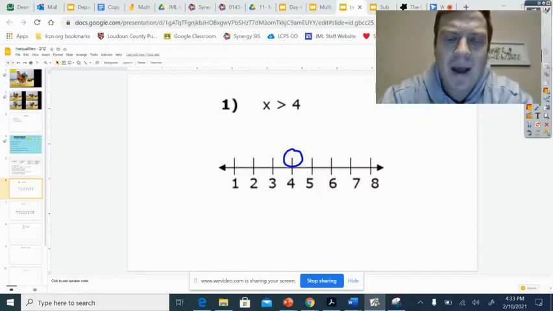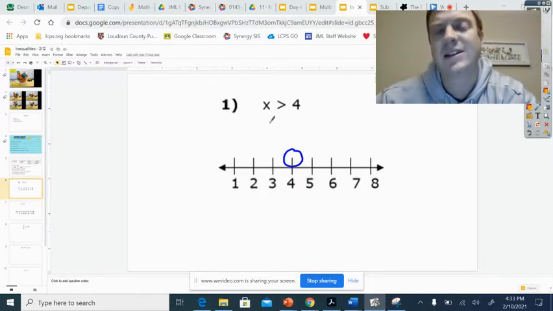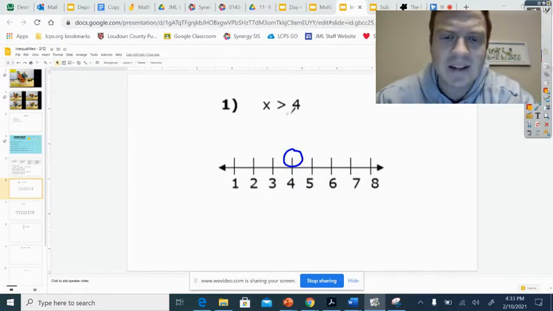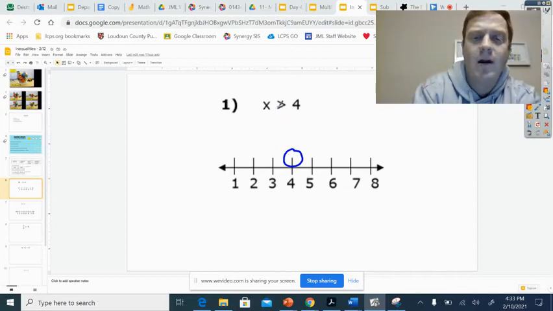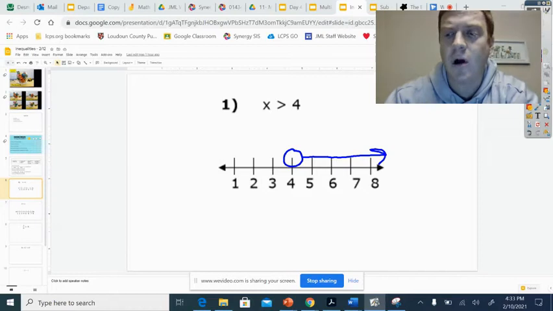Next, I've got to figure out, am I going to go to the right or am I going to go to the left? Now, I taught you that there are two ways to think about this. You can first read the sentence, the inequality, and figure out what it's saying to you. So this inequality says x is greater than 4. That means, where are the numbers greater than 4? They are to the right. So I could draw an arrow to the right because that's where all the numbers bigger than 4 are.